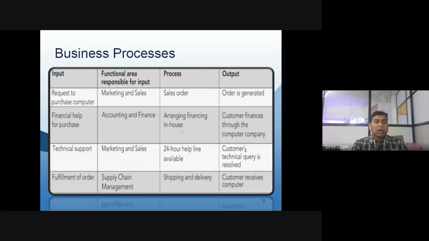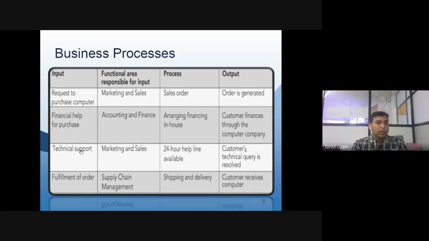Most car showrooms, if you have seen, have people from different banks sitting in their premises to help with the financing. And some companies have their own financing, for example Maruti Suzuki. So whichever way, they need to help. And what is the output? The customer finances through the company. So he will get the finance done through the particular organization.